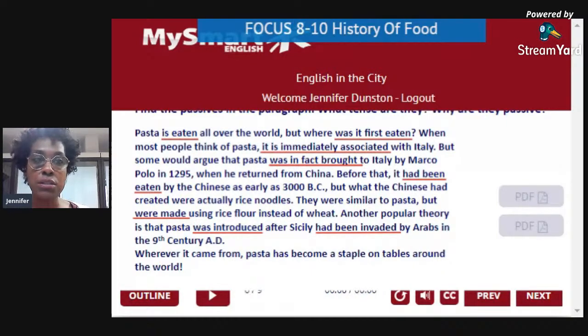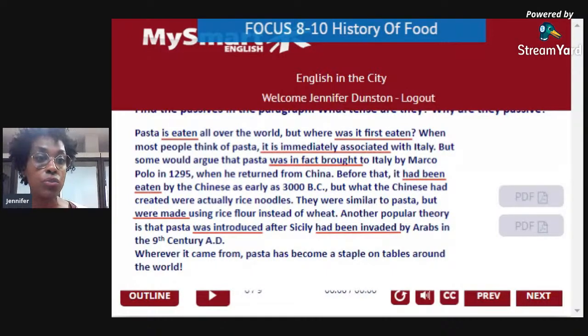Can anyone think of another reason why we might want to use the passive? If we think of to accentuate the object, very good, Elena. So, for example, if we want our listener to focus on the object, then it's not important who has eaten it. For example, pasta is eaten all over the world. Do we need to know exactly, specifically, who ate the pasta? Did Giacomo eat the pasta? Did Elena eat the pasta? Did Jennifer eat the pasta? Did Sabrina eat the pasta? It's not important. What is important is that all over the world, people are eating pasta.